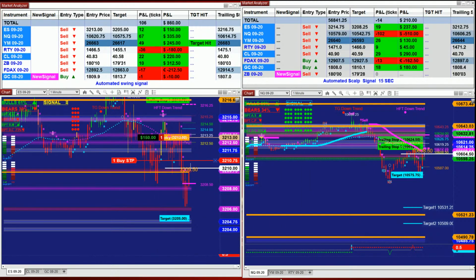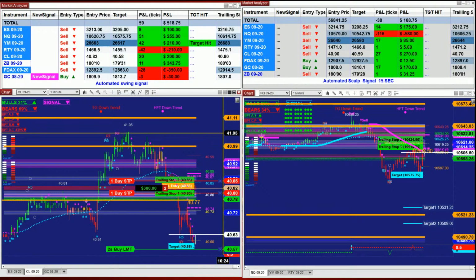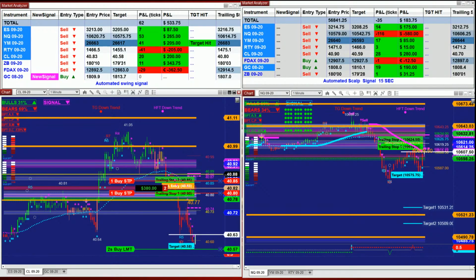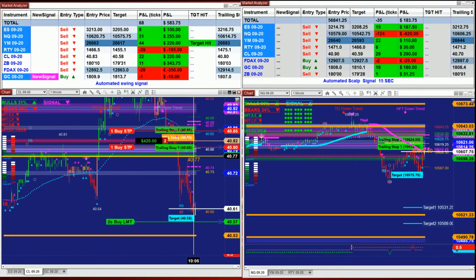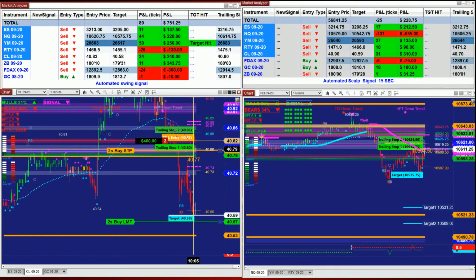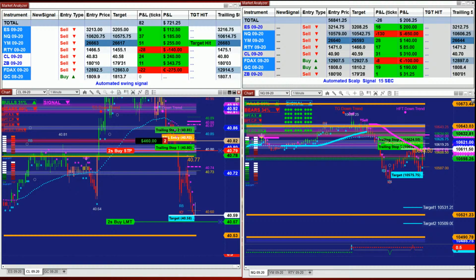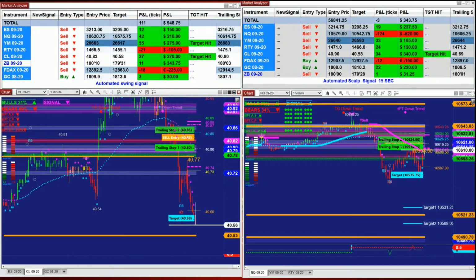Let's look at the CL. Where is the CL? Here is the CL. We missed on the CL. Missed by one tick on the CL. This is not good. The re-entry point on the CL is 40.77. I'm gonna take the trailing stop, putting it right above the level. Okay, we just closed the position on it. This is really good.